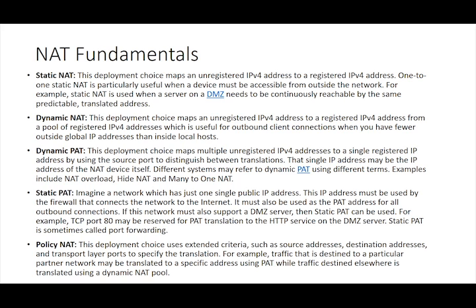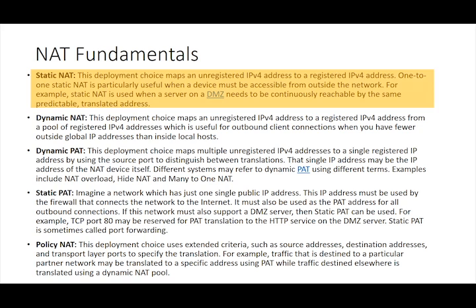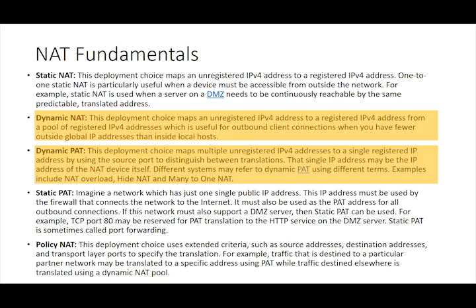Here you can see five unique deployments of NAT. Static NAT maps an unregistered IPv4 address to a registered IPv4 address one-to-one. Static NAT is particularly useful when a device must be accessible from outside of the network. For example, static NAT is used when a DMZ server needs to be continuously reachable by the same predictable translated address. Dynamic NAT maps an unregistered IPv4 address to a registered IPv4 address from a pool of registered IPv4 addresses. This is used for outbound client connections when you have fewer outside global IP addresses than inside local hosts.